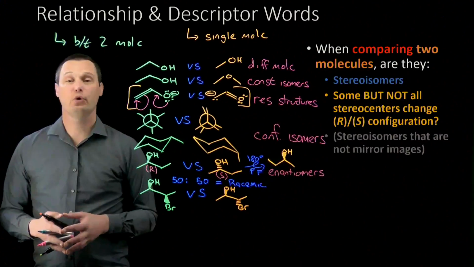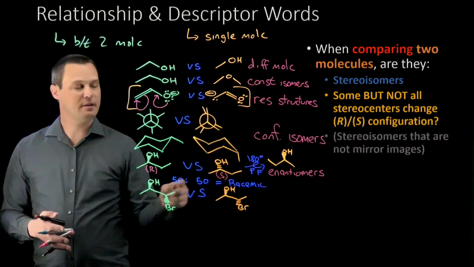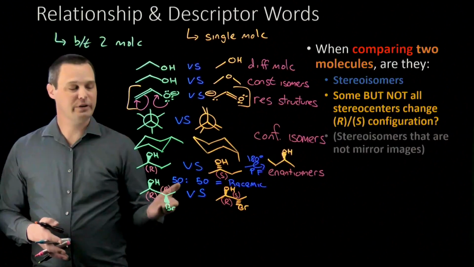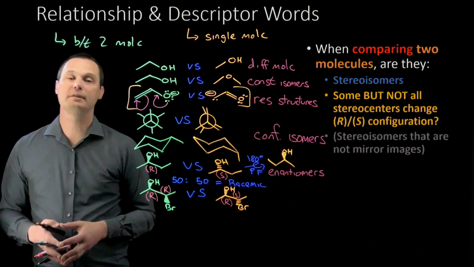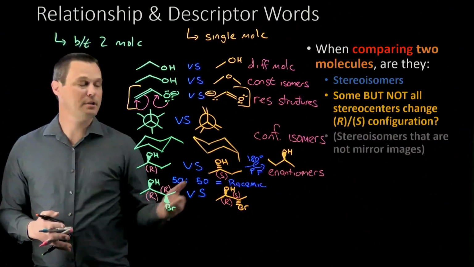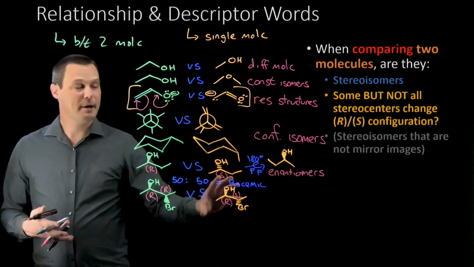Our final relationship we're going to look at compares molecules where some but not all of the stereocenters change their R and S configuration. Here, both stereocenters are R, where in the other molecule one is R and one is S. Some of the stereocenters are the same, but some have changed their configuration. Some, but not all, have changed. Again, that's a mnemonic way of looking at it.